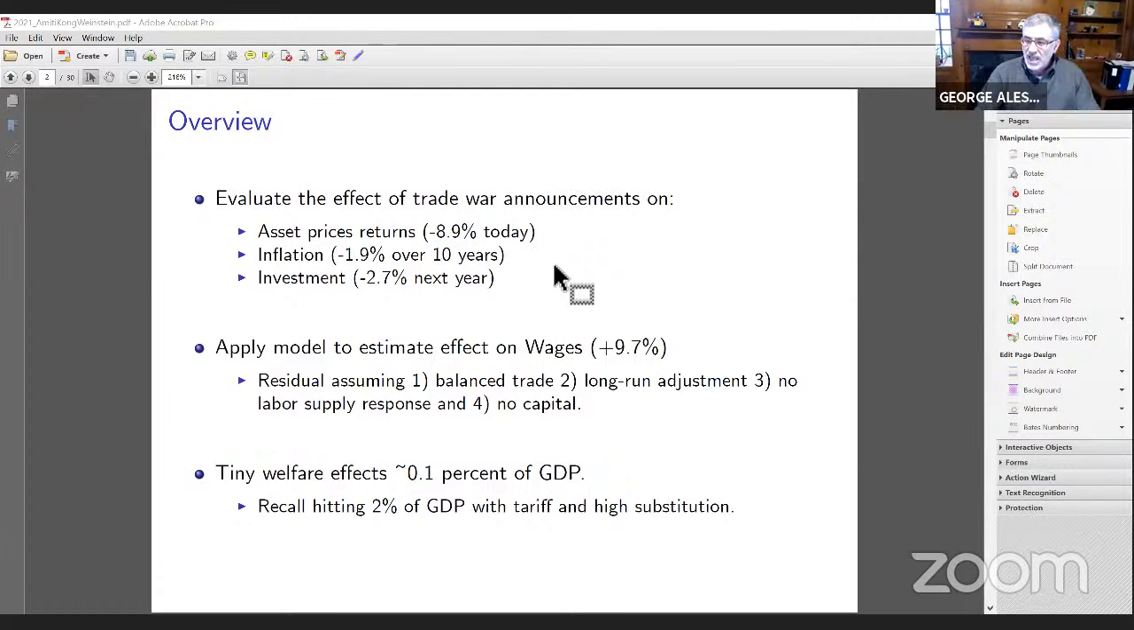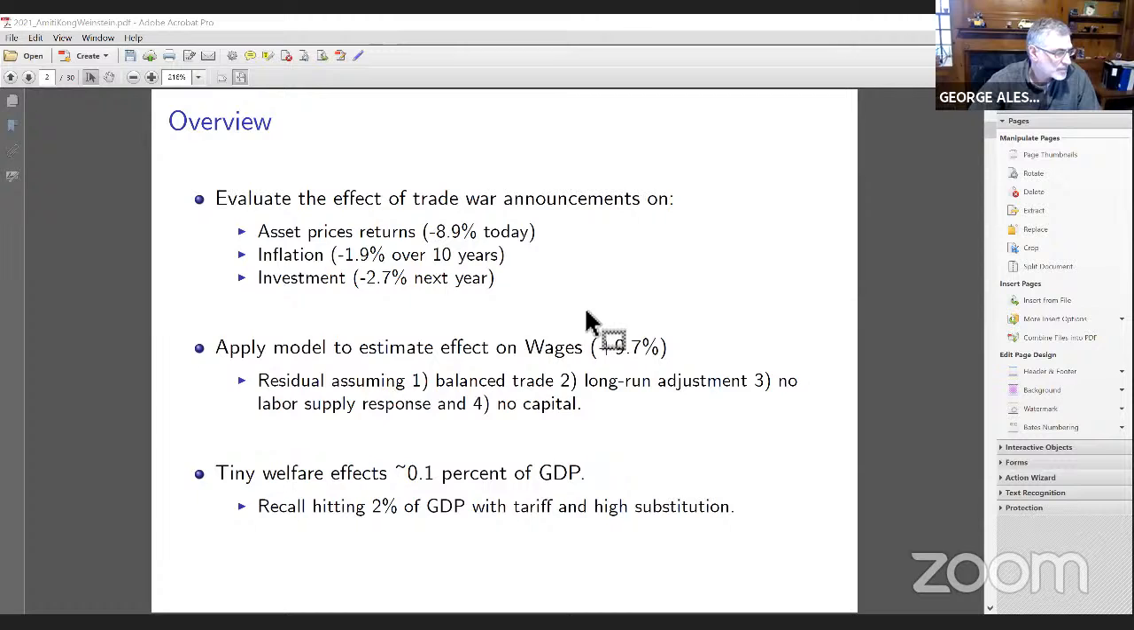which, at first blush, is exactly what you would expect, right? Trade with China is about 2% of GDP. It's a tariff, it's not a trade cost, it's a pretty highly substitutable thing. So that's what you would expect. So I think the puzzle here is, how do we get such big asset prices out of something that should have such a small welfare effect?